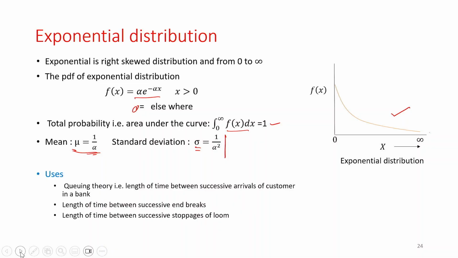Where is it used? One is in queuing theory, like the length of time between successive arrivals of customers in a bank. Length of time between successive end breaks on any machine. It could be a ring spinning machine, a rotor spinning machine, or a winding machine. Length of time between successive stoppages of a loom in a loom shed. These are a few examples where exponential distributions can be used.